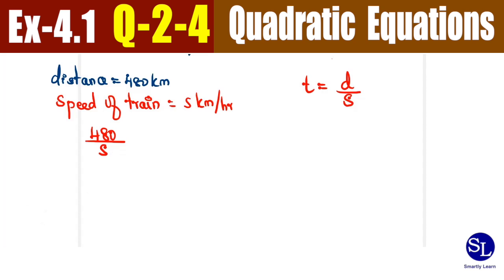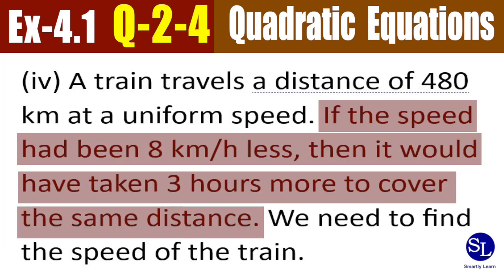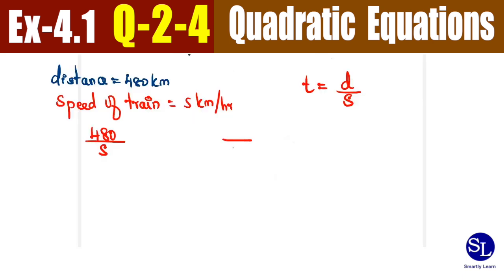So now the second part of the statement is, if the speed had been 8 kilometers less, then it would have taken 3 hours more to travel the same distance. They have said that the distance is going to be traveled by the same train but with 8 kilometers lesser speed. So now the speed becomes s minus 8. The distance traveled is going to be the same 480 kilometers, right? So 480 divided by s minus 8. In this case, the time taken will be 3 hours more than this.